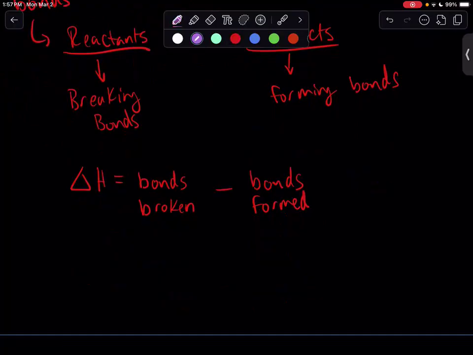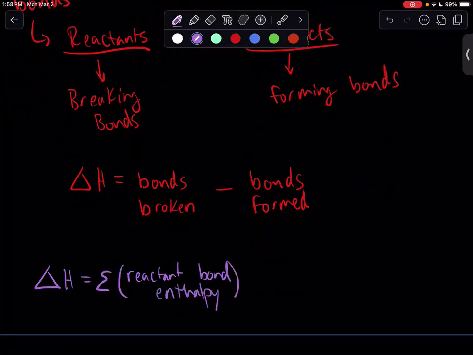So when we write our real equation, and this one is not in your data booklet, so you need to make sure you understand it, it is the delta H of the reaction is equal to the sum of the reactant bond enthalpy minus the sum of the product bond enthalpy.